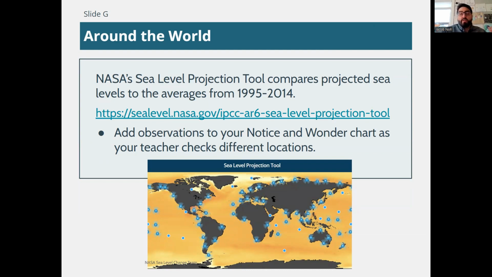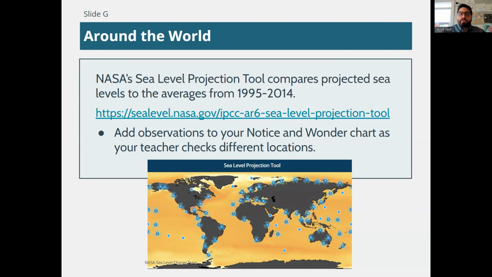So we mentioned earlier that NASA had used satellites to determine where sea level is, and they've also developed a projection tool. And so what you'll see on the slide is a link. What I'd like for you to do is to take a moment, navigate to that link. I know it's a longer one, but take a look and see. And you'll see an image similar to what you see on the slide, where there's lots of data points in different communities, some around the equatorial region, some near the polar regions.